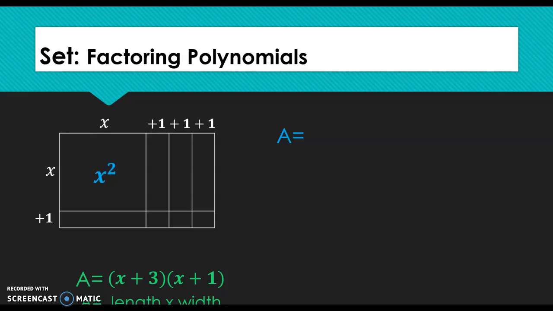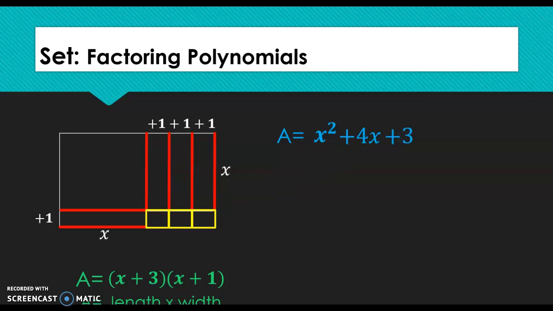X times x is x squared. Each of these small rectangles is represented by 1 times x. The area of each is x. This rectangle on the bottom is also x times 1, which has an area of x. And each of these small squares over here is represented by 1 times 1, which gives us 1. We can combine these in the standard form x squared plus 4x plus 3.